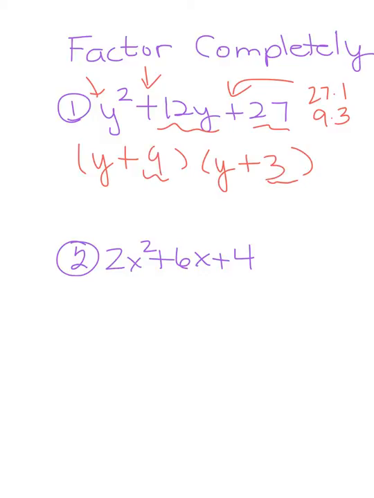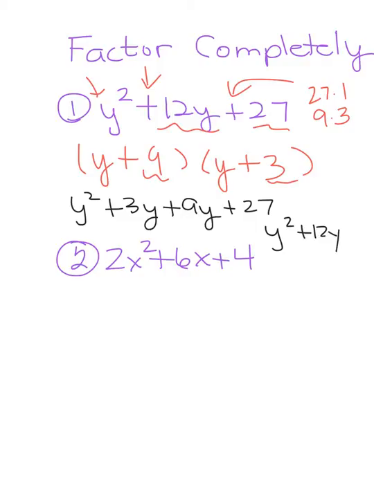Now the great thing about factoring is that I can use FOIL when I'm done to check my answers. So I have y times y gives me y squared. My outside term is plus 3y. My inside term is plus 9y. And my last term is 27. Now when I combine my like terms, I'm left with y squared plus 12y plus 27, which is what I started with. So I know in this step right here that I factored correctly.